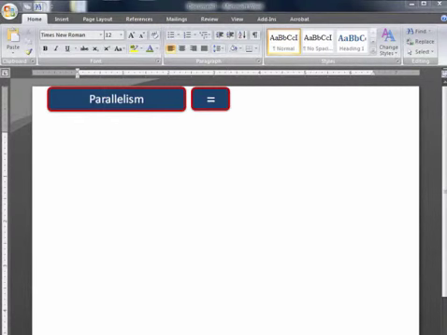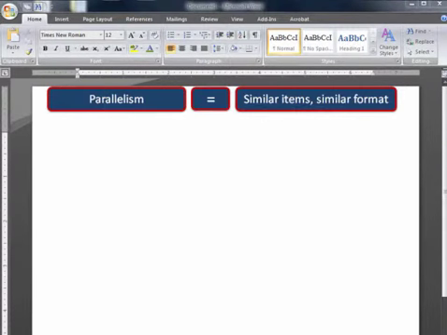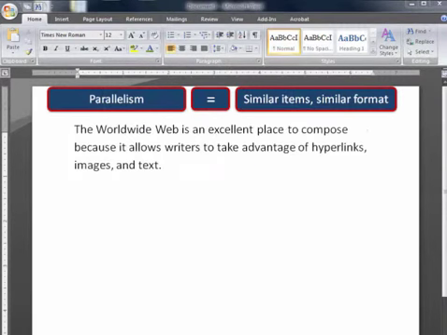Instructions give your writing clarity by putting similar items into a similar format. For example, this passage talks about how writers use the World Wide Web. The World Wide Web is an excellent place to compose because it allows writers to take advantage of hyperlinks, images, and text. The passage then provides 3 sentences expanding on these 3 items.